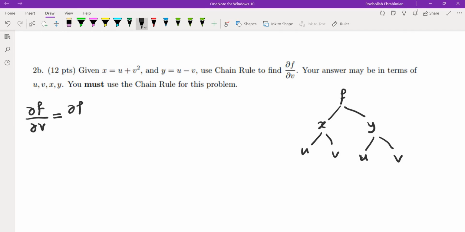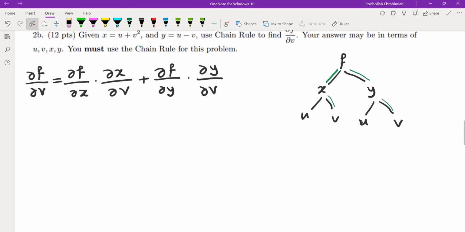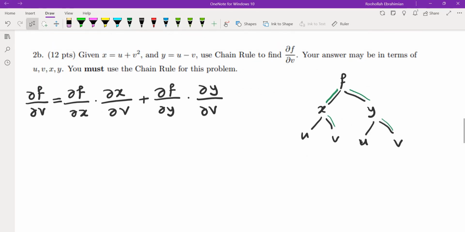It is partial of f with respect to x times partial of x with respect to v, plus partial of f with respect to y times partial of y with respect to v. So we have two paths from f to v. We will evaluate each one of them and plug it in, and they also told us that the answer could be in terms of u, v, x, y, so we don't actually need to simplify after that.